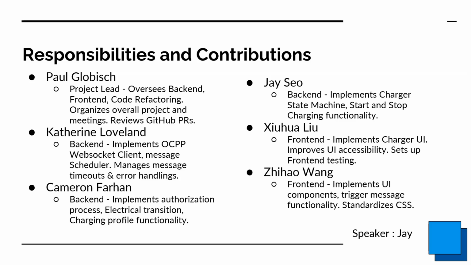Responsibilities and contributions. Paul is the project lead. He oversees the backend and frontend and code refactoring, and organizes our projects and meetings, as well as meeting with sponsors. And he reviews and gives feedback on GitHub pull requests. And Katie, she implements OCPP WebSocket clients and message scheduler, and she manages message timeouts and error handling.